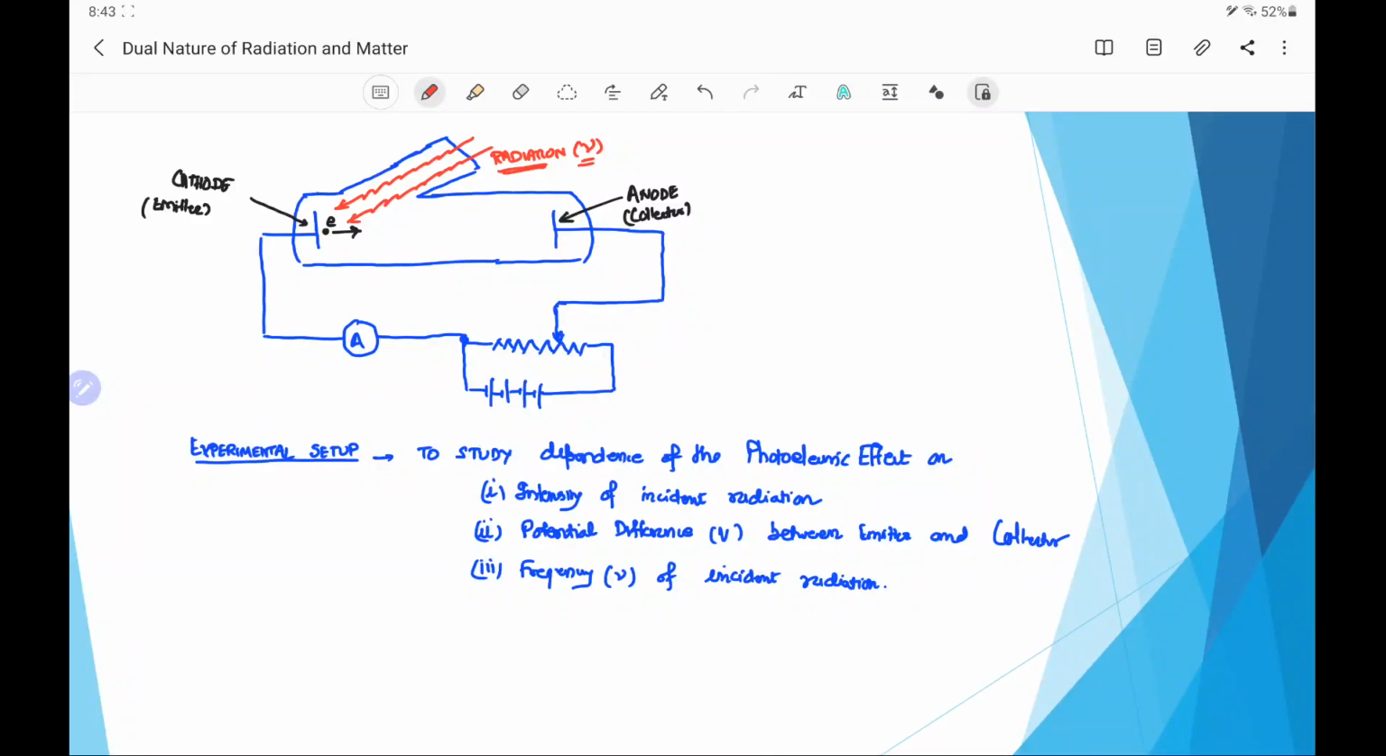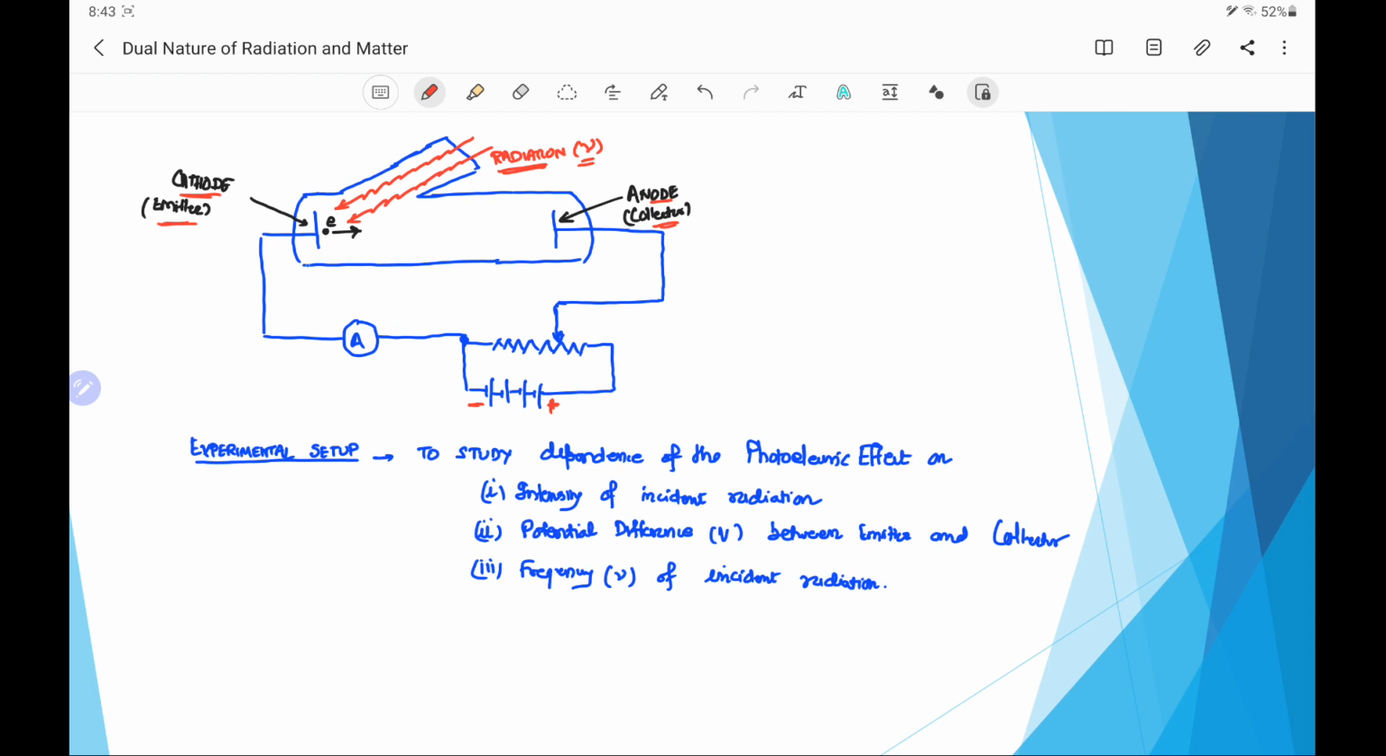To study the dependency of the photoelectric effect on the various factors, an experimental setup is made and shown in the figure. In the figure, there are two electrodes. One is the cathode, which is kept at the negative potential, and this is the source of the photoelectrons. Another electrode is the anode, which is kept at the positive potential, and it collects the electrons.